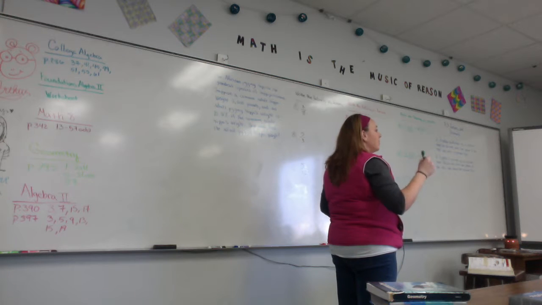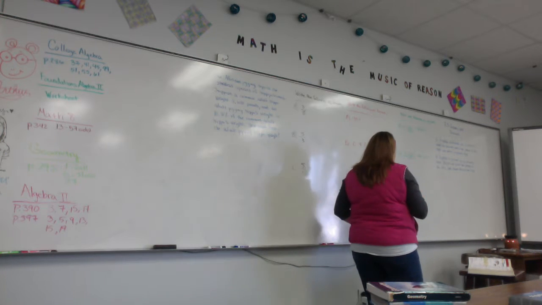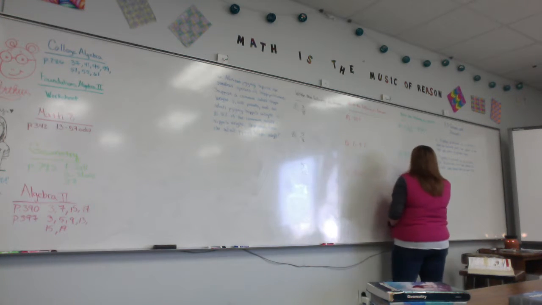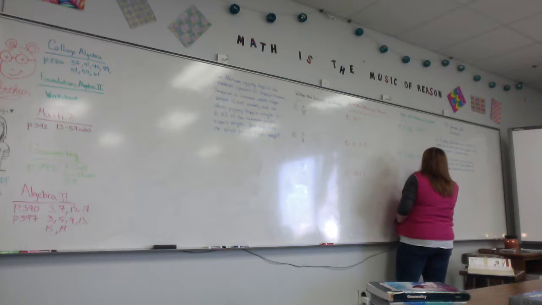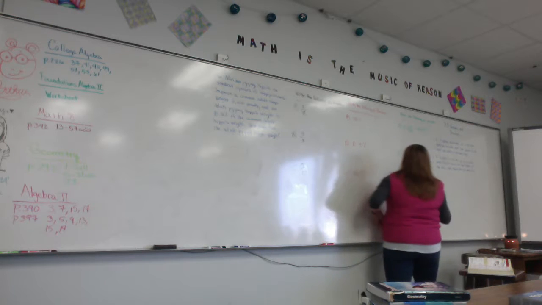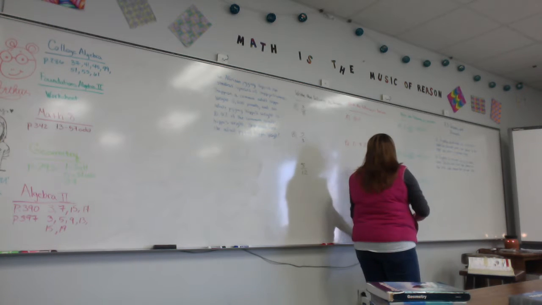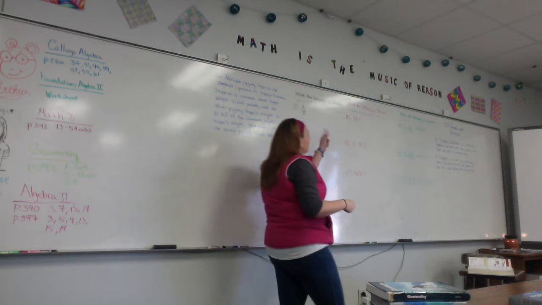What about 2.3? How do I write that as a percent? 230%. Good. So I move this decimal twice. There's a 0 here, and I get 230%. Beautiful.